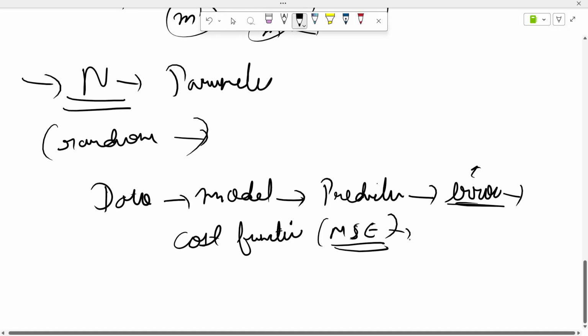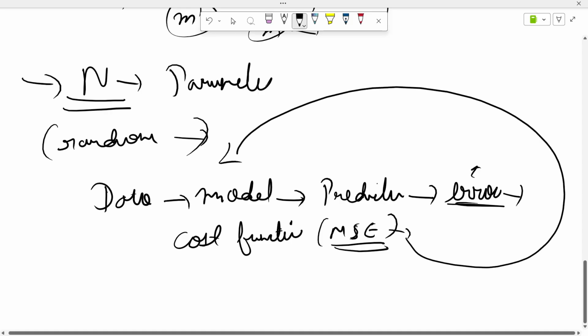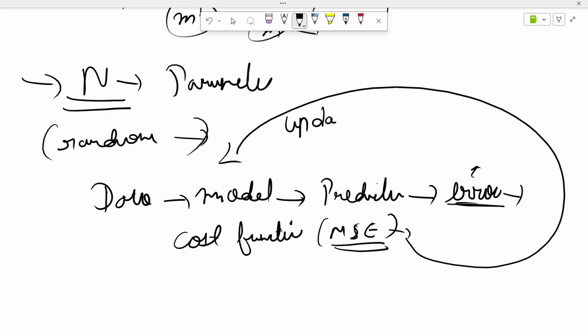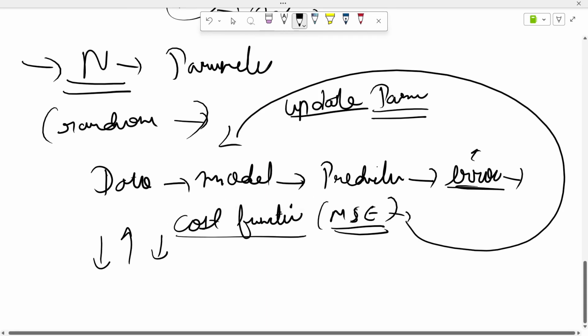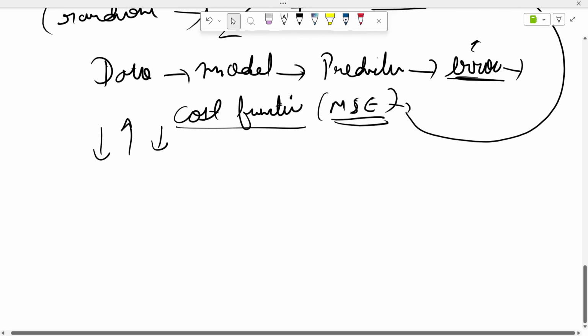Now after that, again you will go back to the model and update the parameters with some mathematical intuition. The gradient descent algorithm, we will understand later. But just remember, we update the parameters such that this cost function reduces. Sometimes it doesn't reduce, it increases, sometimes it decreases, but overall we need to find which is the best. So overall, this is the idea.